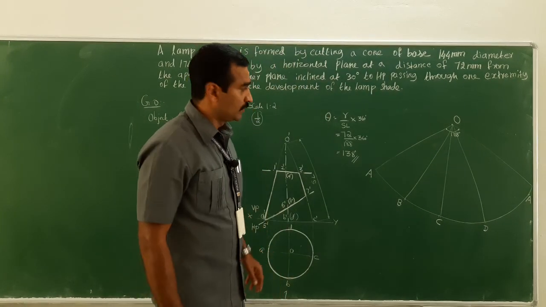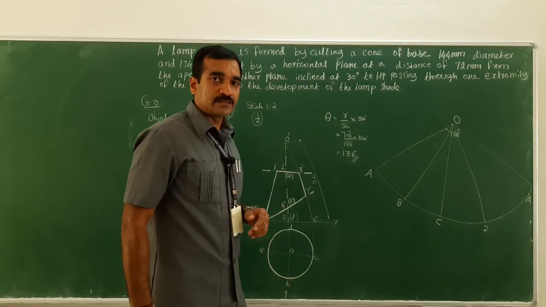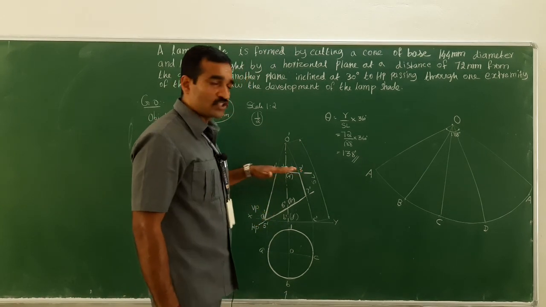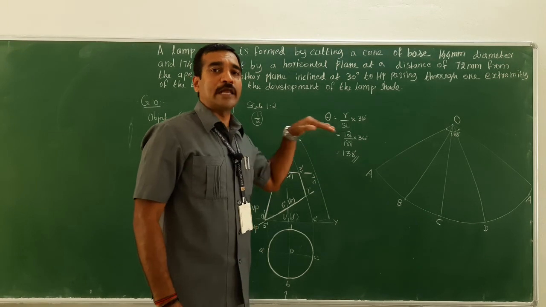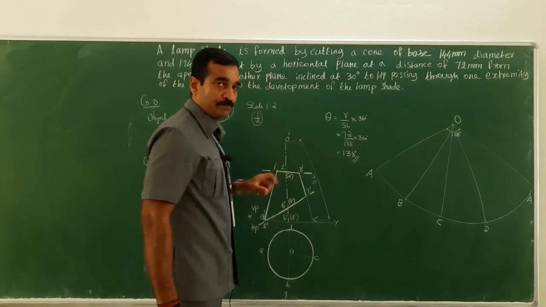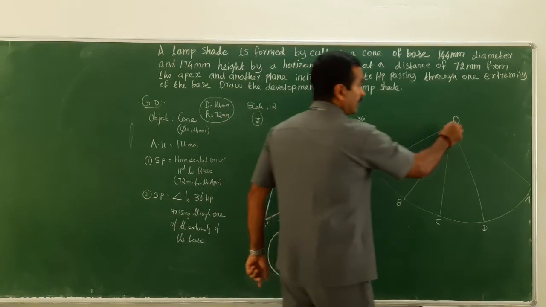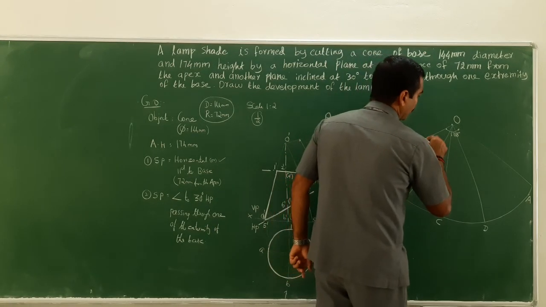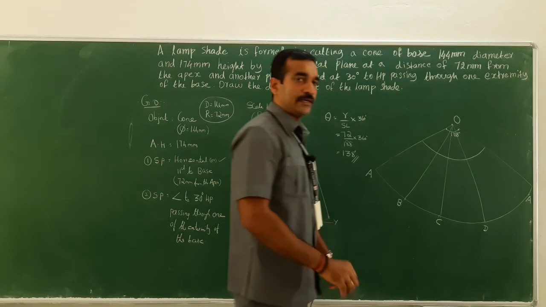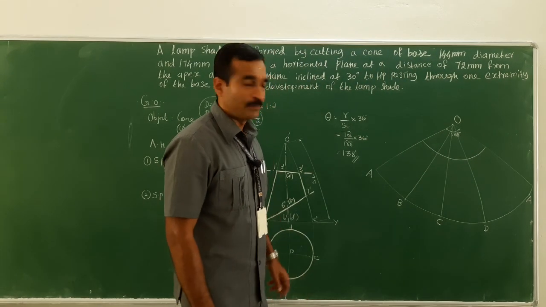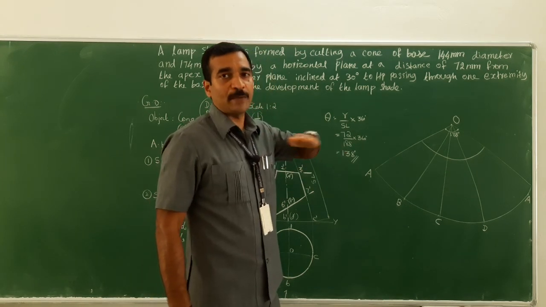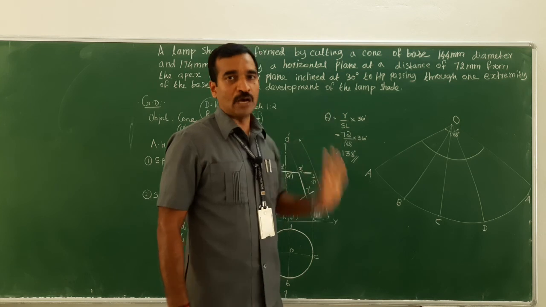Clear? Now, two cutting planes are used, right? Here the horizontal cutting plane will look like an arc only. So measure the distance of O to 1 in your compass, keep it over here, and just draw an arc, because a horizontal cutting plane is used. That is parallel to the base, so you can use a compass.